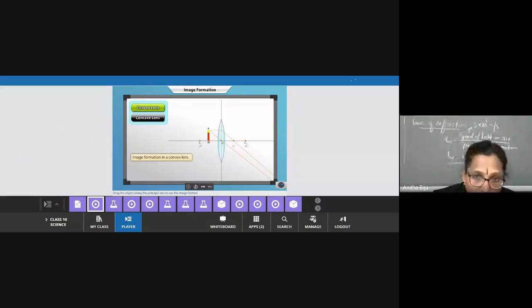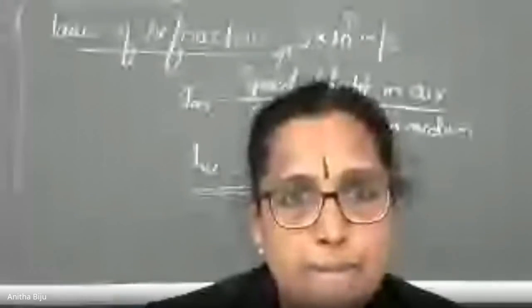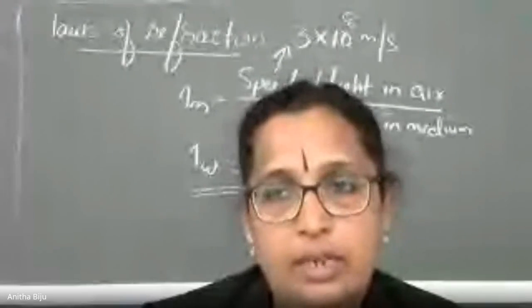Now what happens when it is kept in between the optical center and the focus? Look at that. If the object is in between the optical center and the focus, the image is formed on the same side, it is virtual and erect and it is highly magnified. So these are the different positions for a convex lens. Now I am stopping sharing and coming back to our class. So this is all about this period's class related to this.